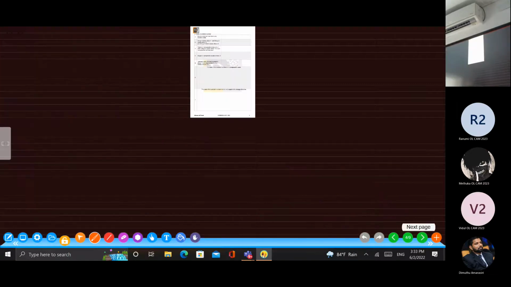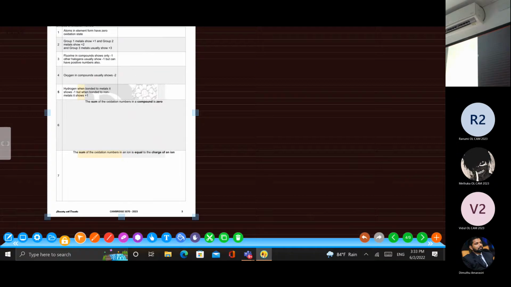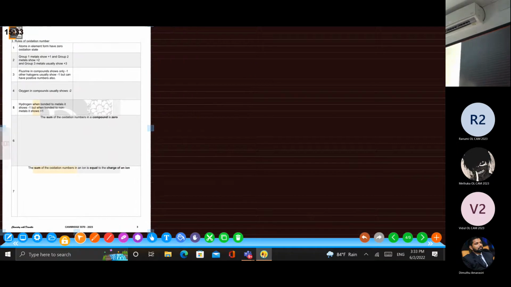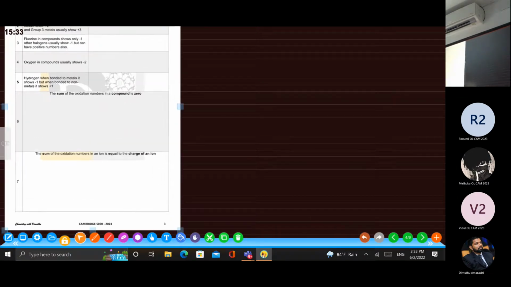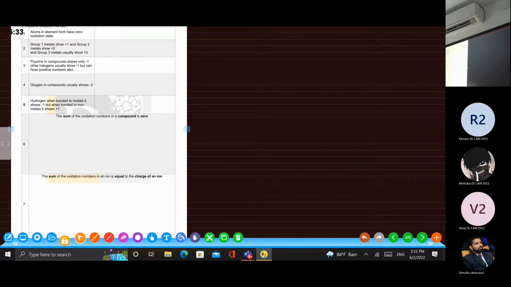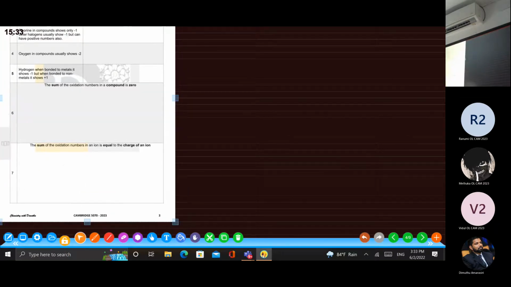But here, oxidation number is a new topic for this O level. That's the bad news. But the good news was, we used to teach oxidation number by force for the last 10 years of batches.